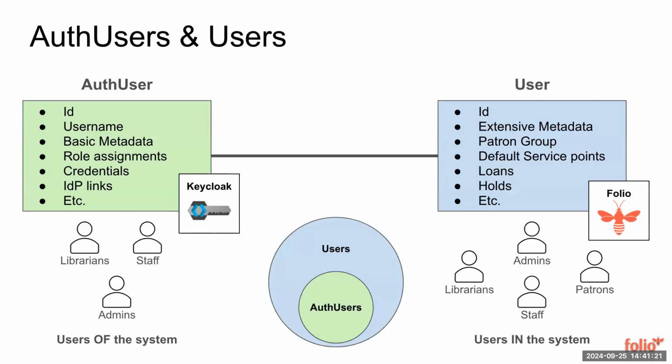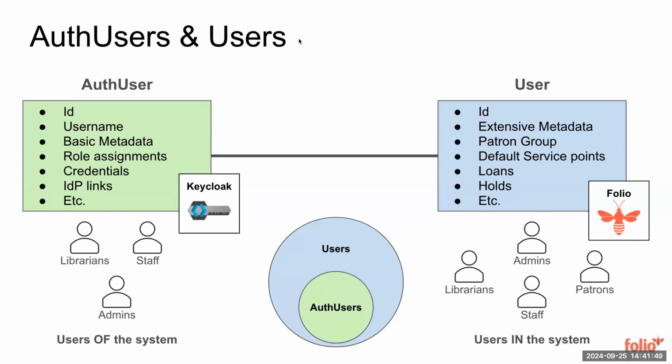All right, auth users and users. So a little bit of a context change here, but when we introduced Keycloak into Eureka, it was immediately clear that we need to store some information about the user in Keycloak, right? And I think there was a question about this in the last session, but we're referring to user records in Keycloak as auth users, and that's just to keep them distinct from user records in Folio.